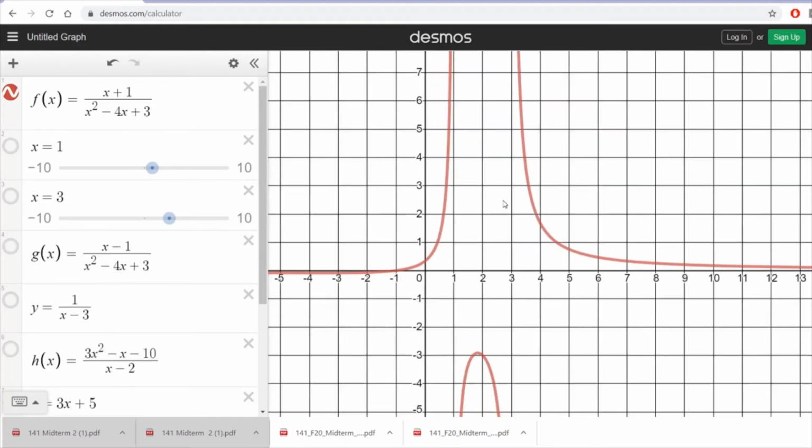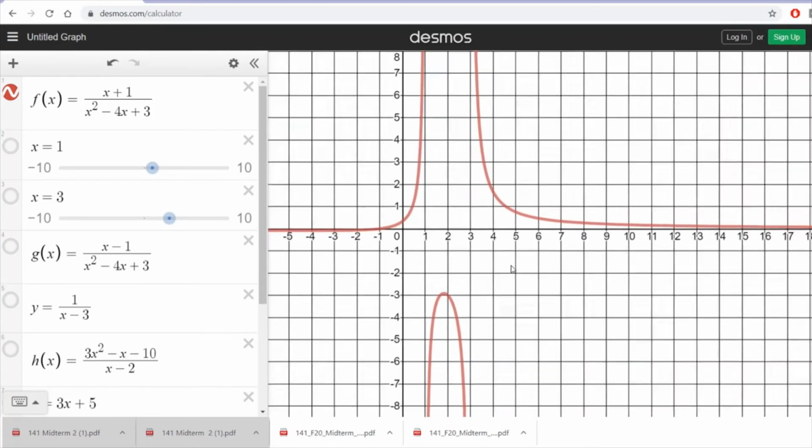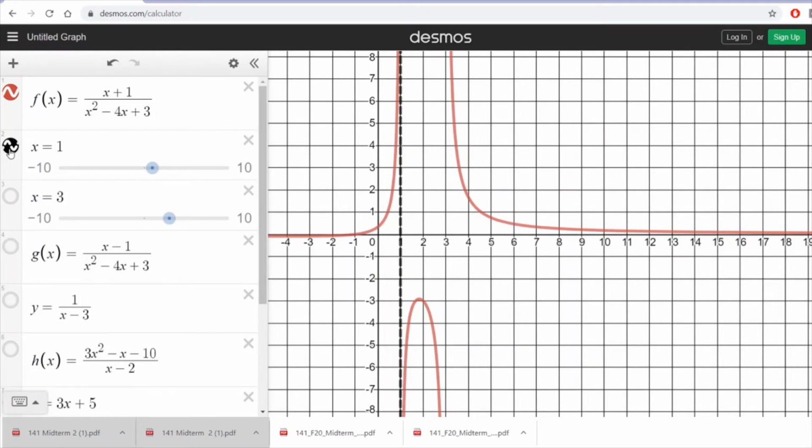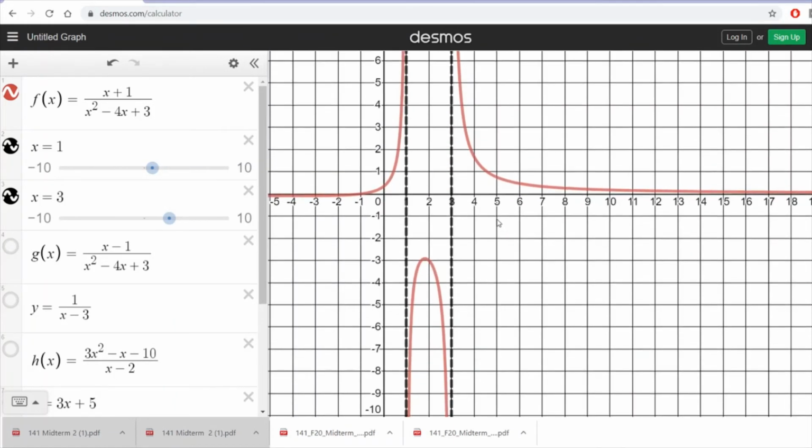So here's our graph. This is the graph of x plus 1 over x squared minus 4x plus 3. We can see that it has a vertical asymptote at 1 and a vertical asymptote at 3. So both of the places where it's undefined turned out to be vertical asymptotes. So let's make a note of that.